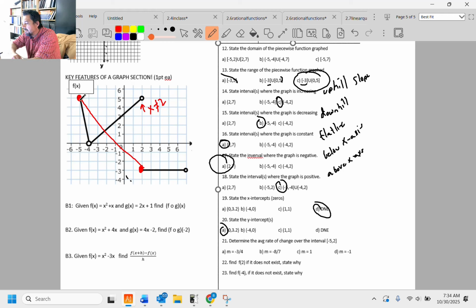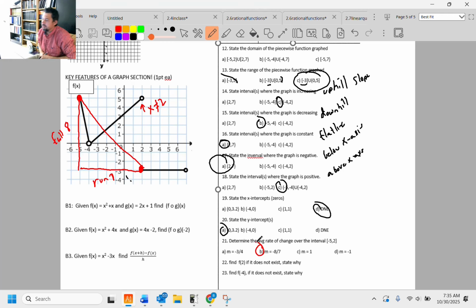This thing is going to fall 8 units. You can count the blocks, or you can look at the numbers. 5 to -3, they're 8 units apart. So we fall 8, and then we're going to run from 5 to 2, we run 7. So we fell 8, we ran 7.